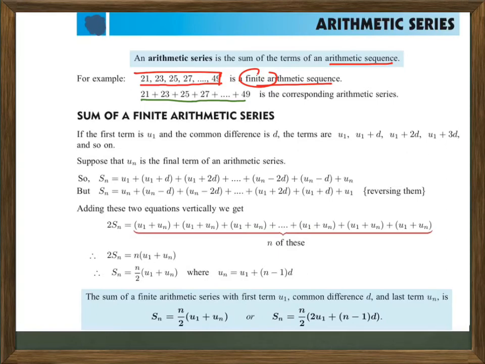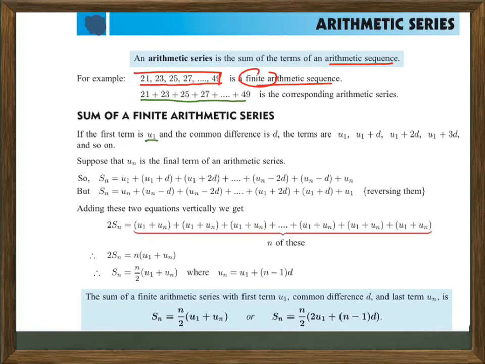Now how to find the sum of n terms of an arithmetic series? Because if you have 2 or 3 or 4 terms in an arithmetic sequence, we can sum them easily. But if we have n number of terms in the arithmetic series, how to do this? For this we have to derive the general formula. So now we are going to discuss that.